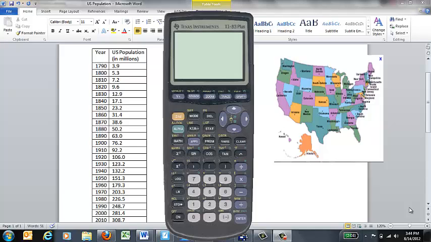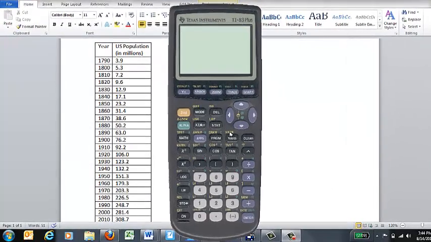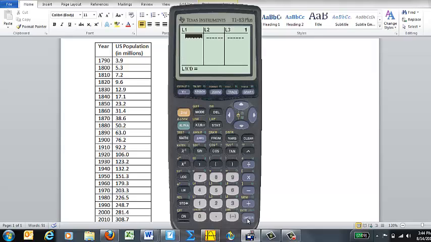In this video, I'm going to discuss using the TI-83 or 84 calculator to do regression analysis with a data set. The data in this case is the population in the United States in millions as a function of the year. And the first thing we need to do is to enter this data into our calculator. To do this, we go to the Stat button and then choose Edit.